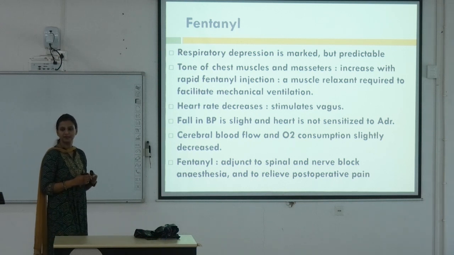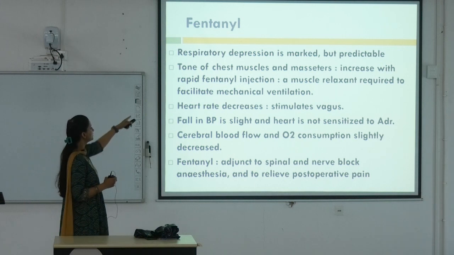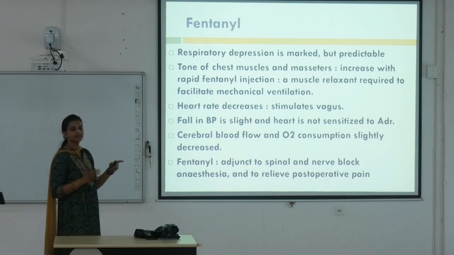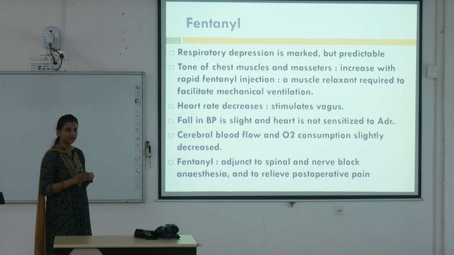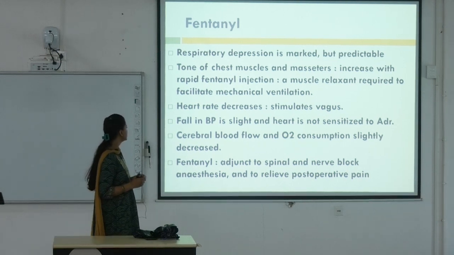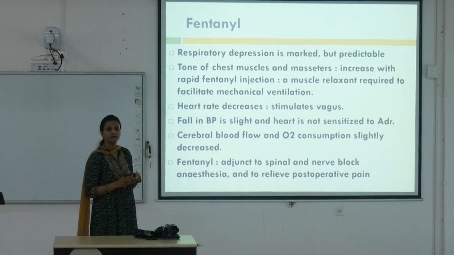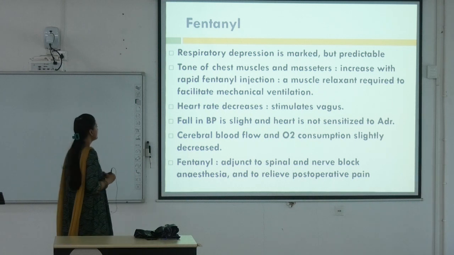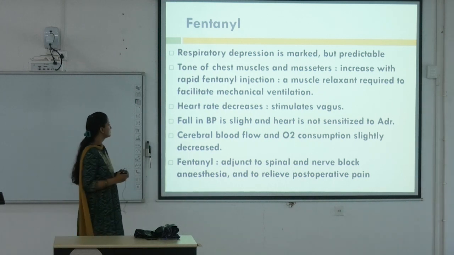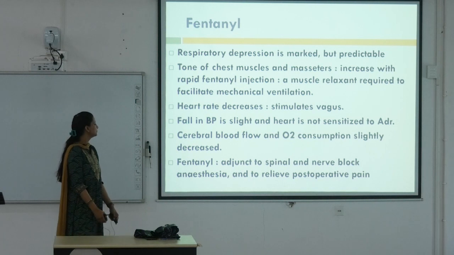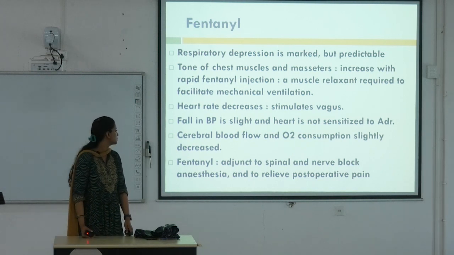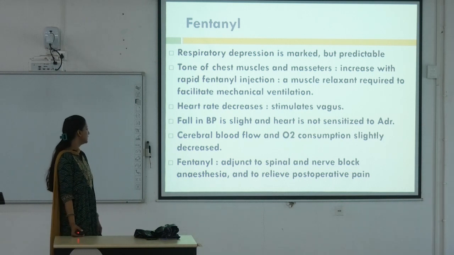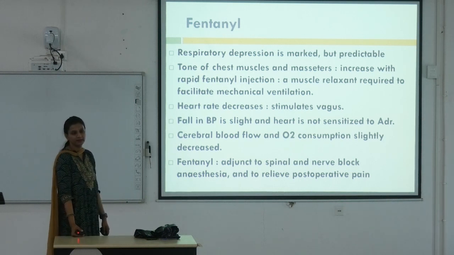There is marked respiratory depression. Tone of the muscles, chest muscles and the masseters, increases. They become very stiff, so you have to give a muscle relaxant. Heart rate decreases because it stimulates the vagus. What does the vagus nerve do? Bradycardia. Fall in the BP is slight. Cerebral blood flow and oxygen consumption slightly decreased. Fentanyl is given as an adjunct to spinal and nerve block anesthesia and to relieve the post-operative pain.